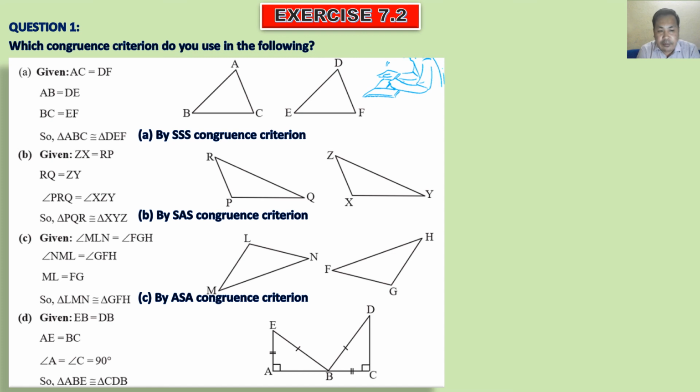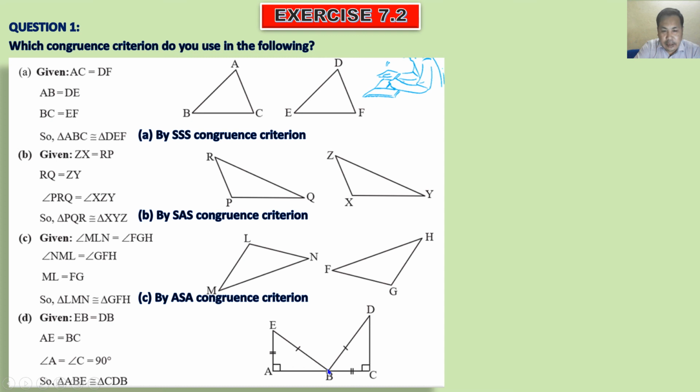In question D, you can see in this diagram that AE is equal to BC. They are the corresponding sides. And again EB is equal to BD, and angle A and angle C are equal. Angle A and angle C are right angles. So these two triangles, ABE and CDB, are right angle triangles.